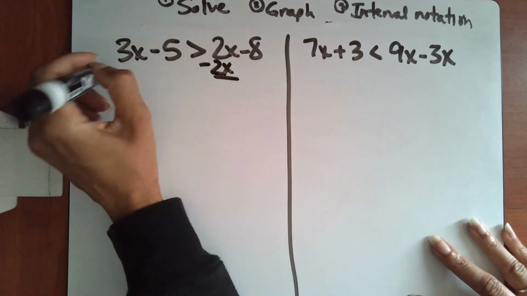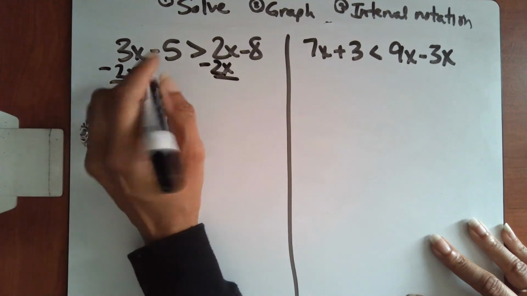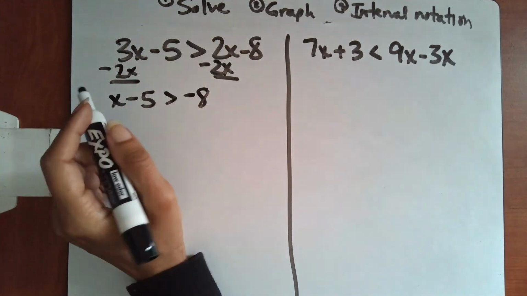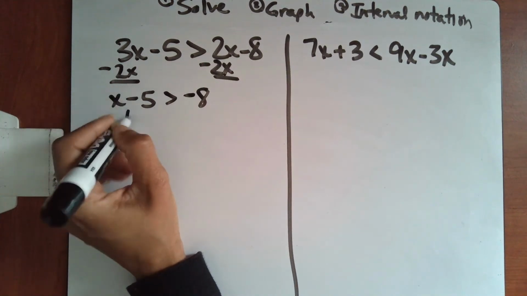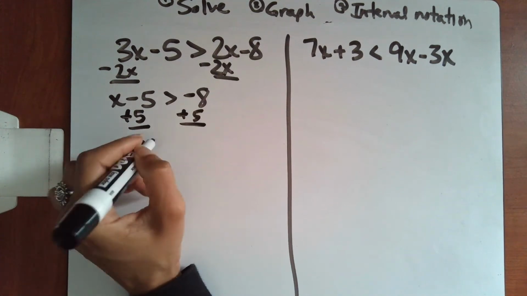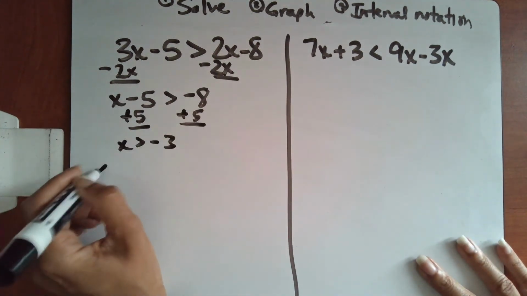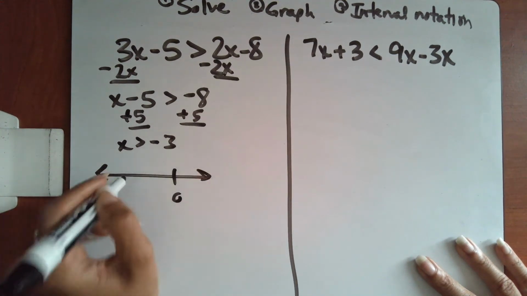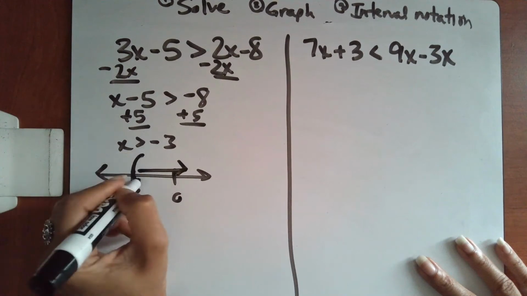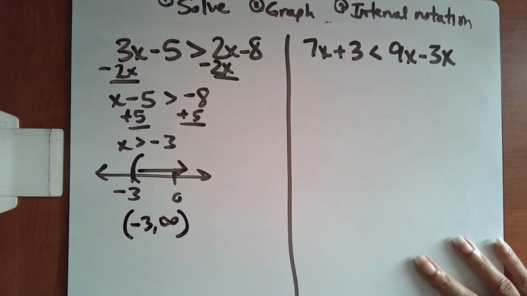So I like to move my x's. You maybe like to move your numbers first, right? So maybe you did +5. So now I'm adding 5 on both sides. So x is greater than -3. So this problem is finished. So we would just graph it. It's greater than, so that goes to the right. It's a parenthesis. So -3 to infinity. And we're done.